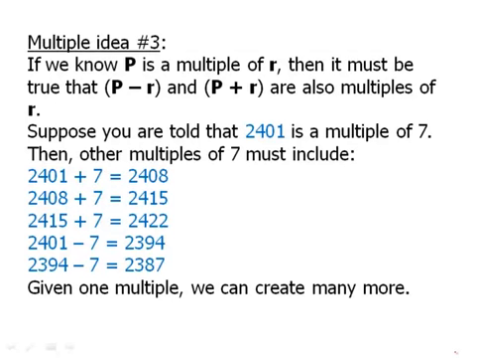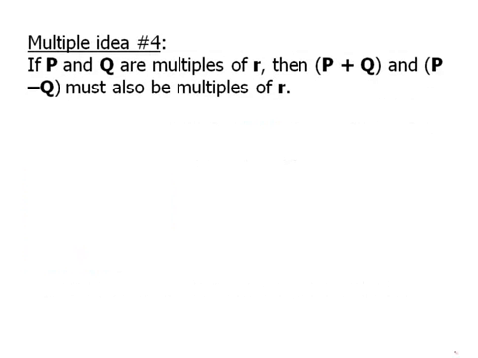Now this idea of adding or subtracting as many multiples of 7 as we want, that in fact implies we could add or subtract any multiple of 7. And in fact that's the next multiple idea. If P and Q are multiples of R, then P plus Q and P minus Q must also be multiples of R.